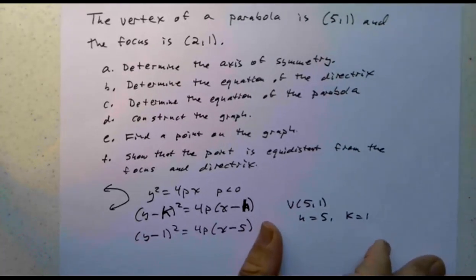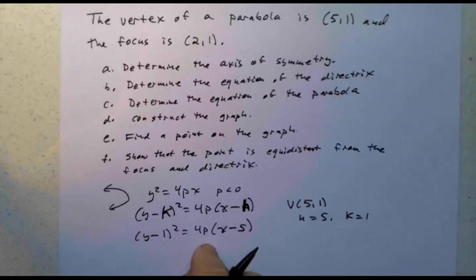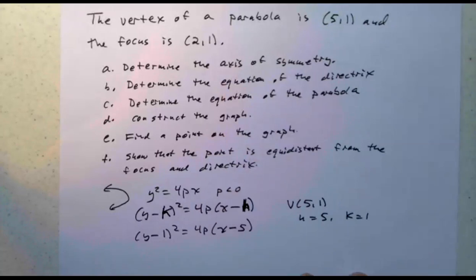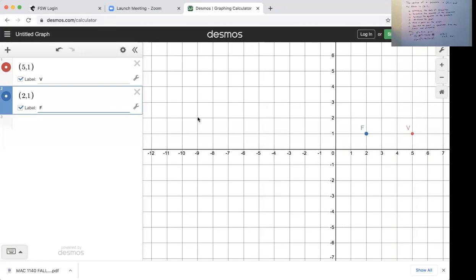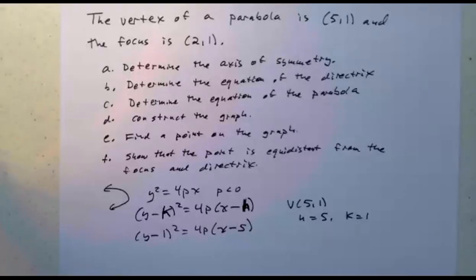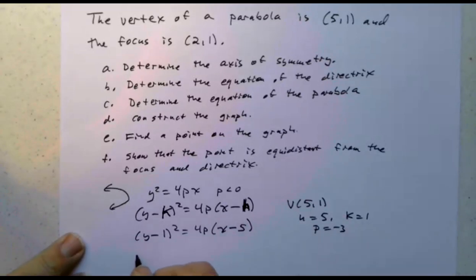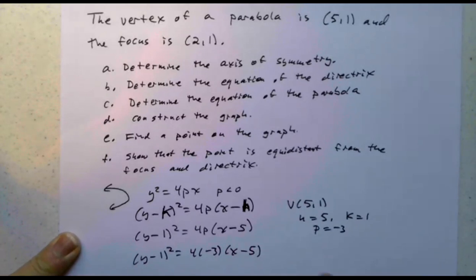So that will go through, but I need to figure out what p is. p is the directed distance from the vertex to the focus. We know p is going to be negative here since it's opening to the left. Let's take a look at what p is in our picture. From the vertex to the focus, 1, 2, 3, p is negative 3. So what will that give me? That gives me y minus 1 squared is 4 times negative 3 times x minus 5.